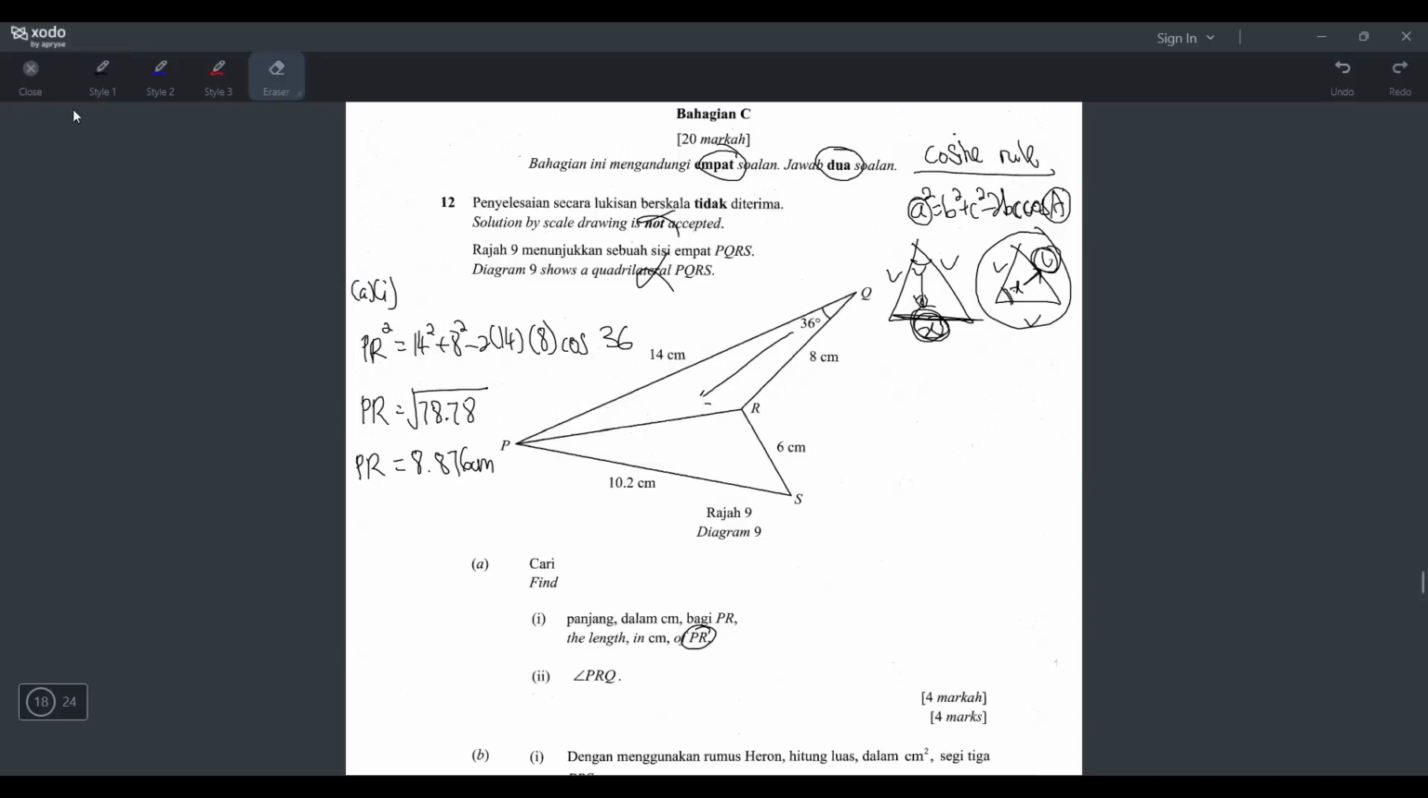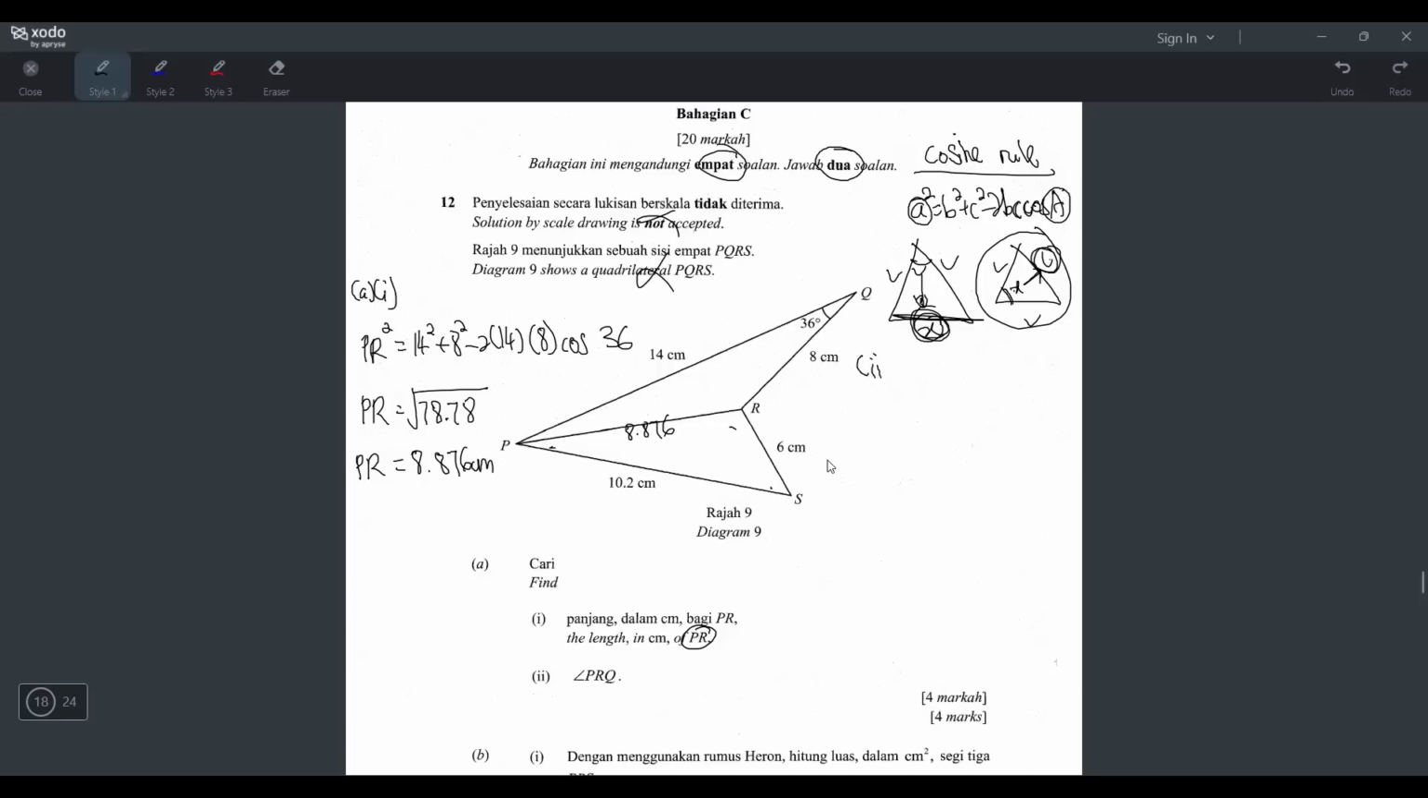Okay, so let me erase this line. So PR panjang sudah ada, 8.876. And do you realize for this triangle now you have all three sides. So if you have all three sides, you can use cosine rule again if you want to find any angle inside here. Yeah, because kalau bagi tiga side, you can use cosine rule to find any angle inside. But we don't know whether that's what they want, right? We still don't know what the next question wants us to find. So don't find it first. Let's see what they want.